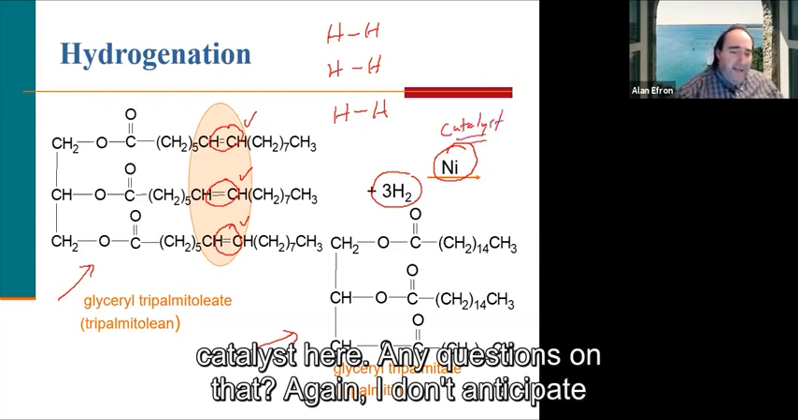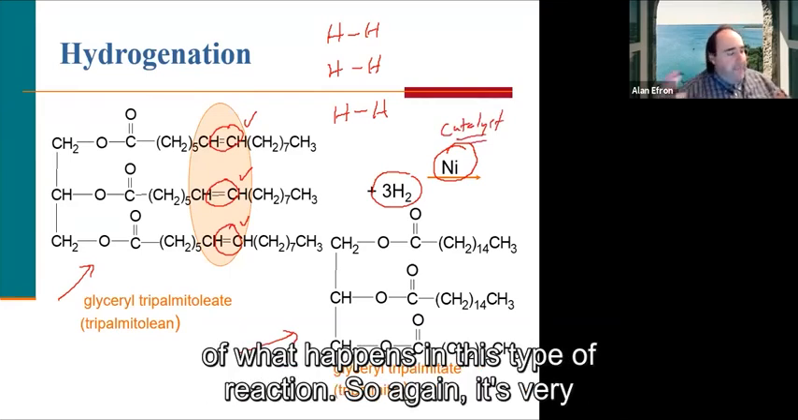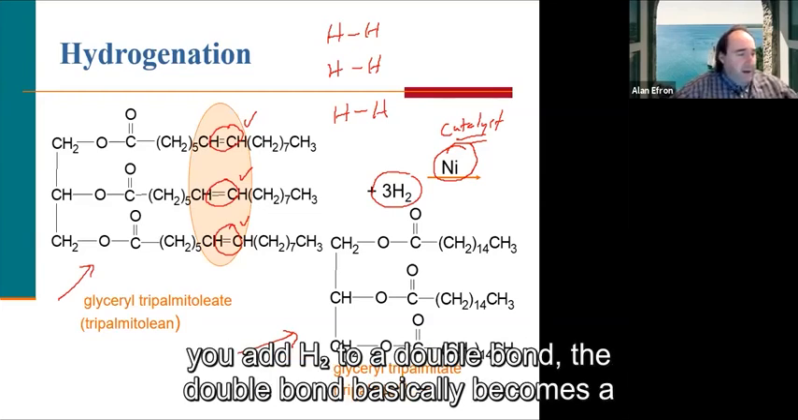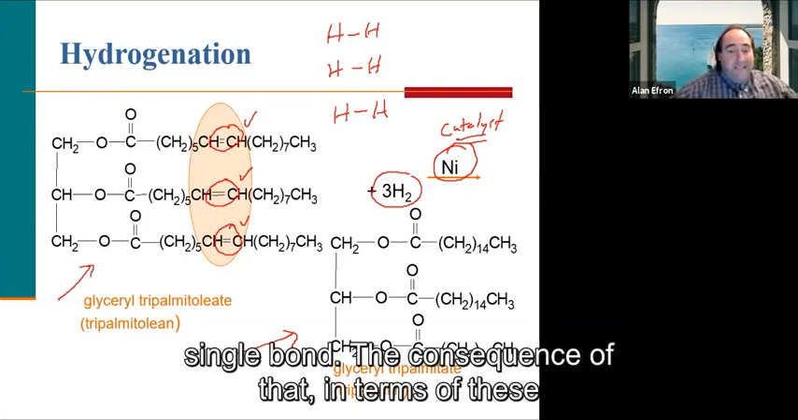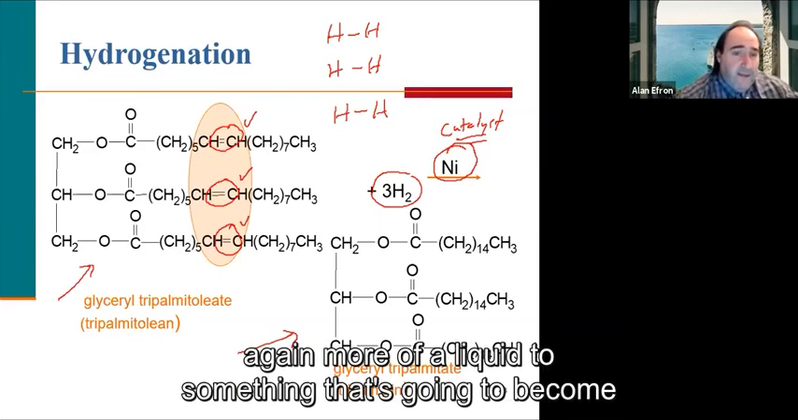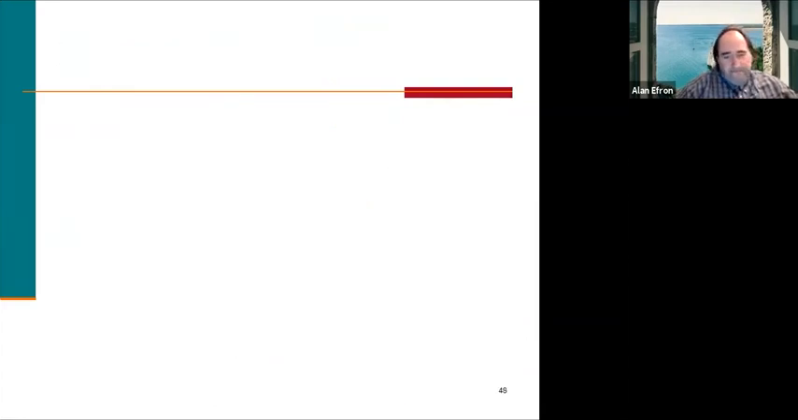Any questions on that? Again, I don't anticipate you need to draw this, but you should have in your head what happens in this type of reaction. So again, it's very identical to what we talked about in organic chemistry. When you add H2 to a double bond, the double bond basically becomes a single bond. The consequence of that in terms of these triacylglycerols is we go from something that is more of a liquid to something that becomes more solid. Any questions on that?